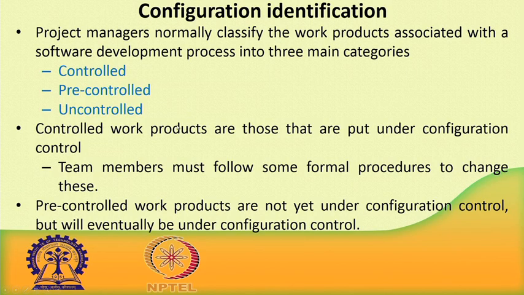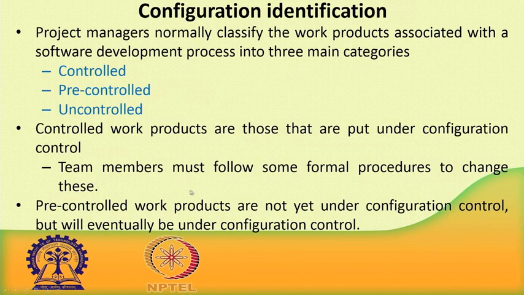So, let us see what are controlled work products. Controlled work products are those that are put under configuration control. That means, the work products which can be put under configuration control are known as controlled work products. The team members must follow some formal, accepted procedures to change these. We will discuss the procedure.